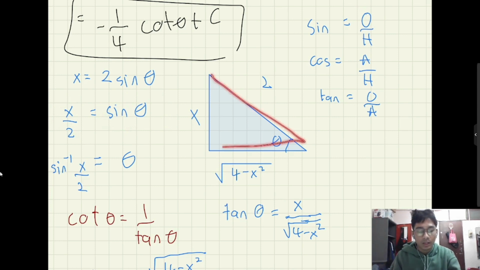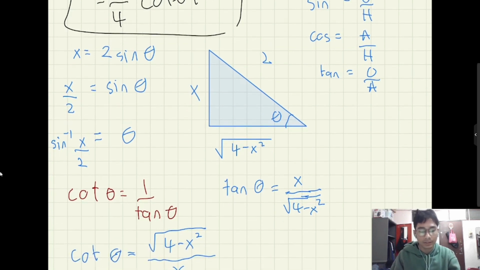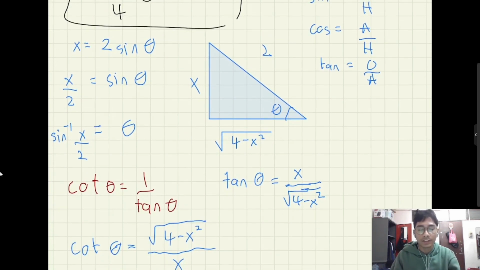So when we draw the triangle, we can draw x at the opposite and 2 at the hypotenuse, like this. After that, we can identify the adjacent, which is square root of 4 minus x squared, like this.